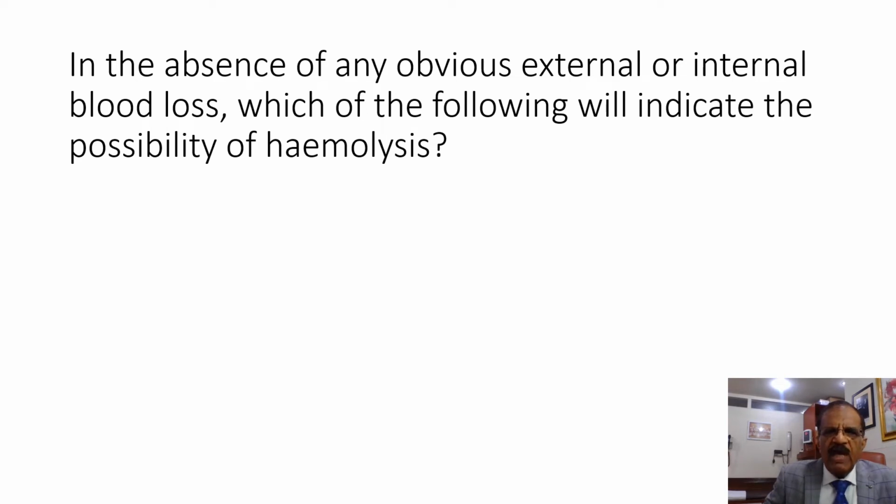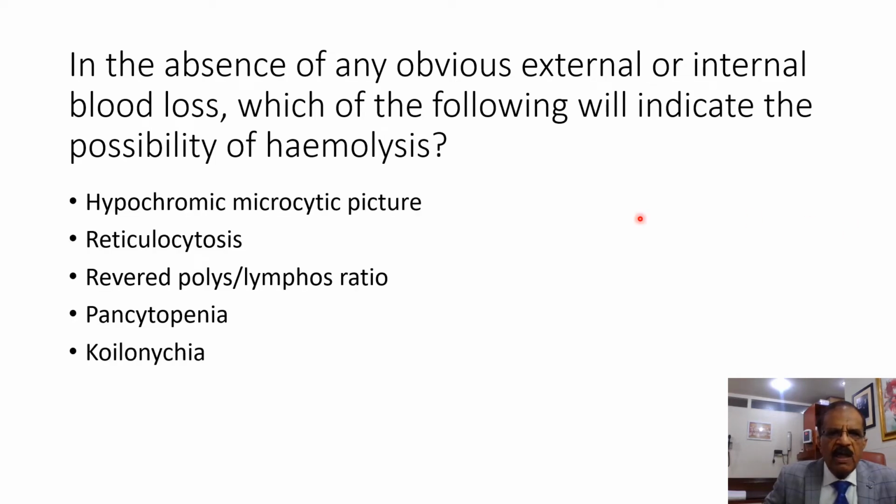In the absence of any obvious external or internal blood loss, which of the following will indicate the possibility of haemolysis? Hypochromic microcytic picture, reticulocytosis, reversed polys and lymphocytes ratio, pancytopenia, koilonychia. Which one of the five choices given here indicates the possibility of hemolysis.